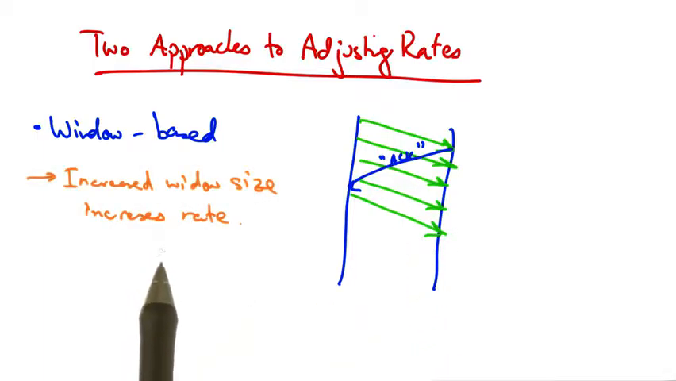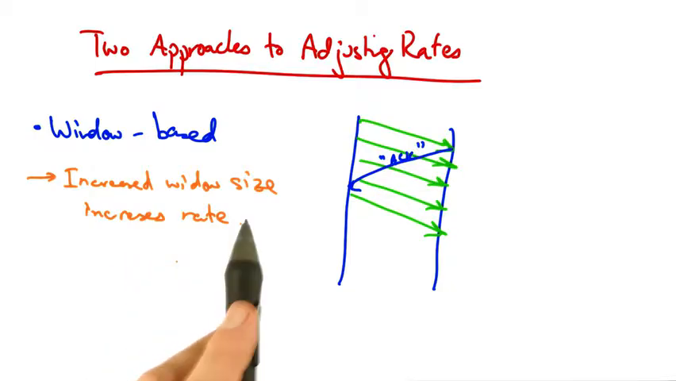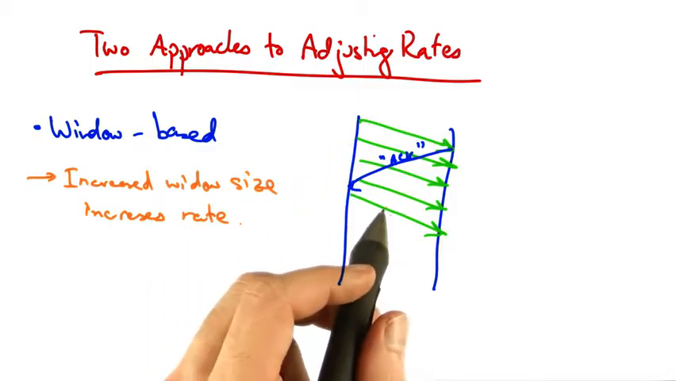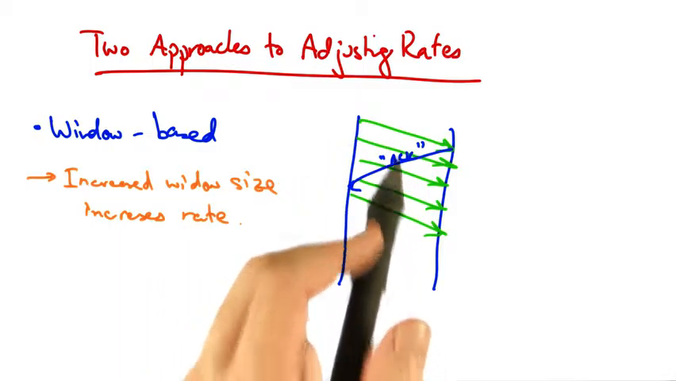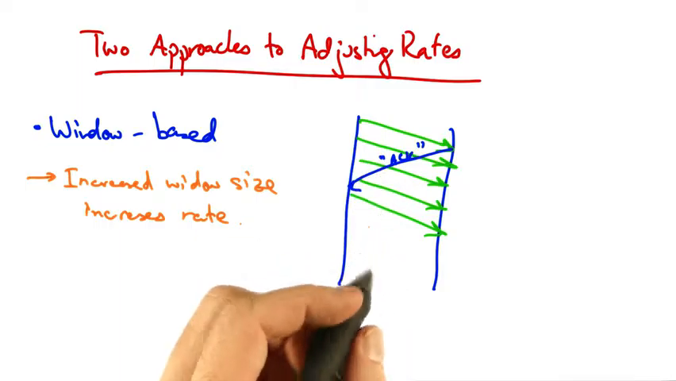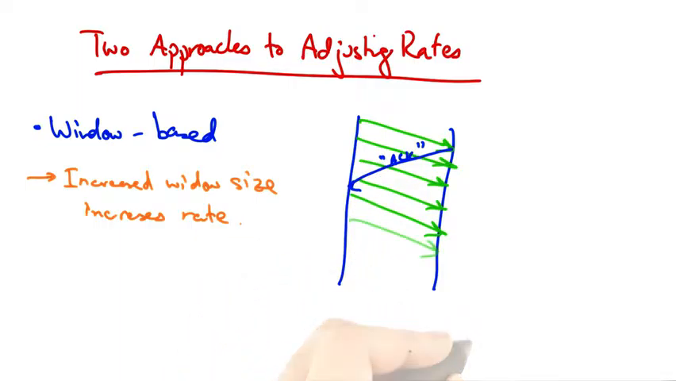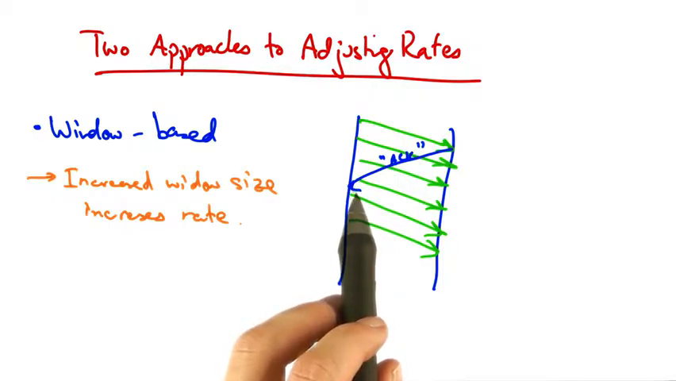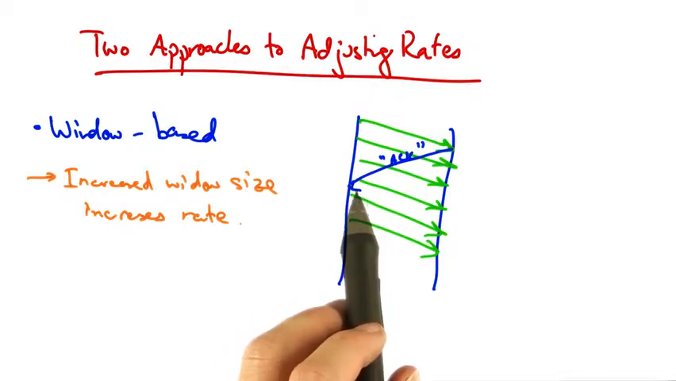In this case, if a sender wants to increase the rate at which it's sending, it simply needs to increase the window size. So for example, if the sender wants to send at a faster rate, it can increase the window size from 4 to 5. A sender might increase its rate any time it sees an acknowledgment from the receiver.